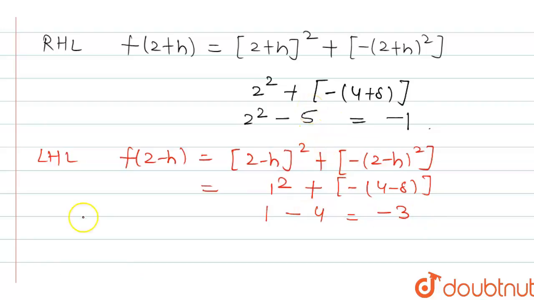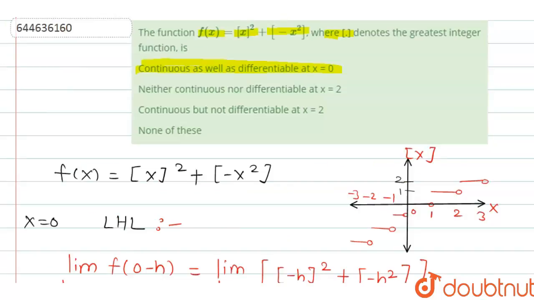So the left hand limit does not equal the right hand limit. This implies f is discontinuous at x equals 2. By comparing with the options, the function is not continuous at x equals 2, which implies the function is not differentiable at x equals 2. So it is neither continuous nor differentiable at x equals 2. Option B is also a correct answer.